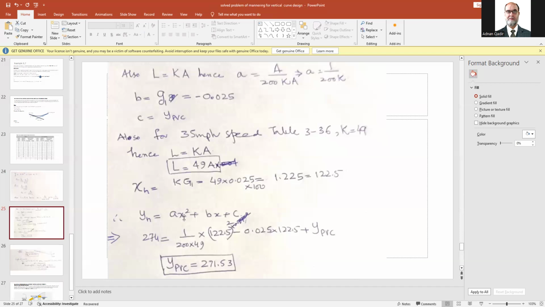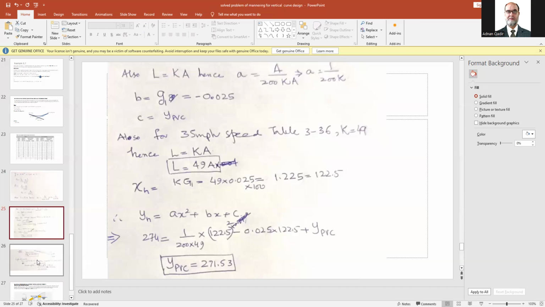So what we are going to do here is to use this value of X to know YPVC. Since X is 122.5, as we found out from here, and a is simply 1 over 249 that we have found from this relation, and we know that elevation of the lowest point is 270, we find elevation at the start of the curve is 271.53.